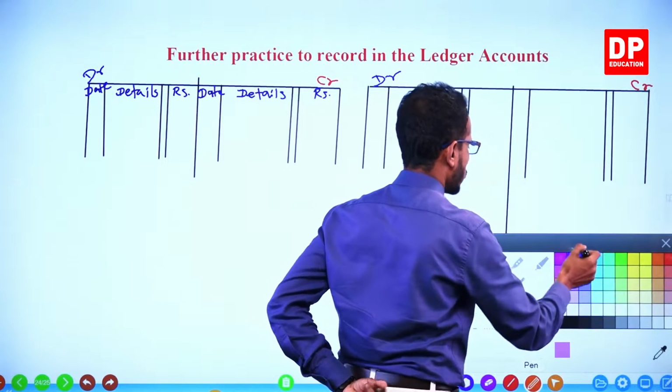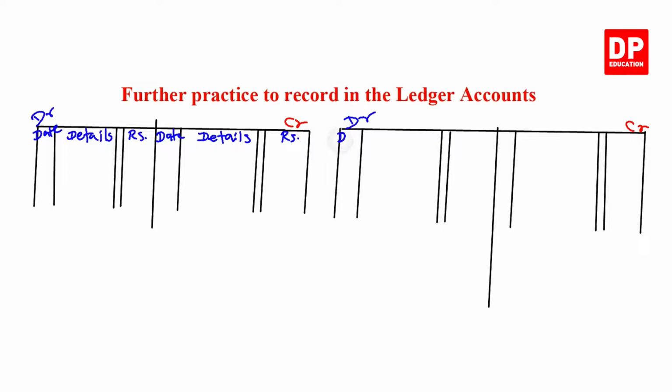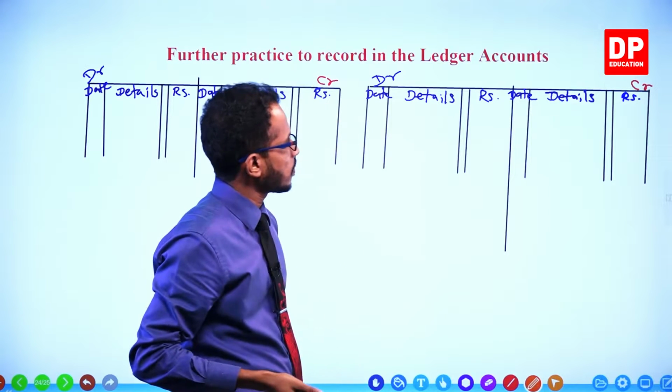Next account, we'll fill out the columns: date, details, rupees. Date, details, value rupees. All right.